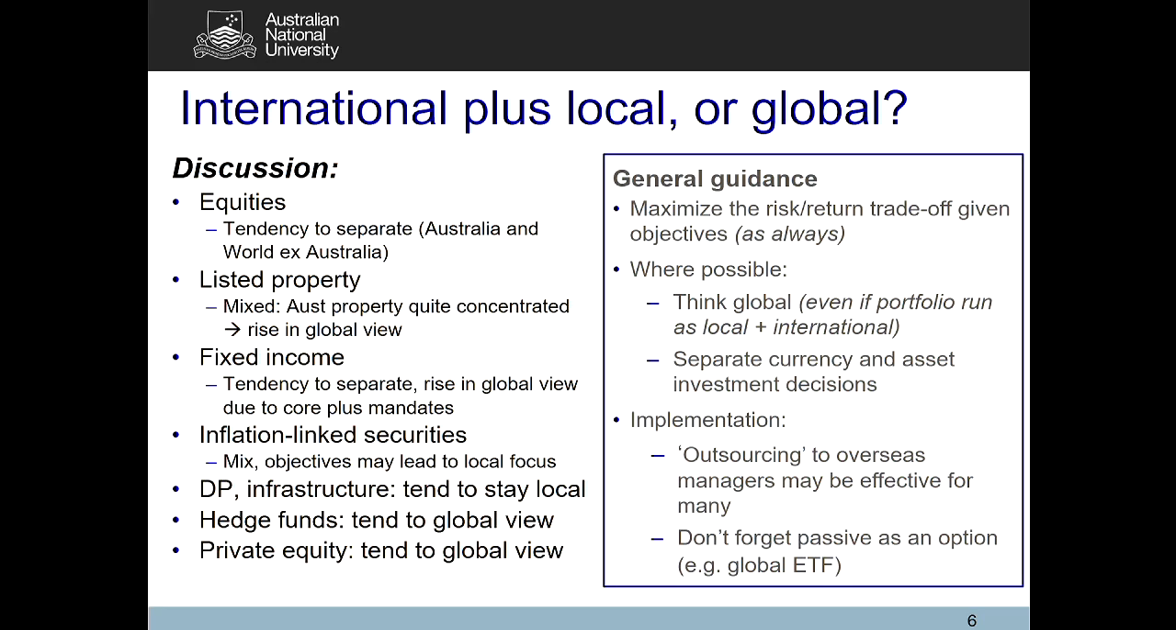You can choose to separate your currency and your asset investment decisions. We're going to look at that later today. That's currency overlay management. Remember, if you want to invest overseas and you don't have the expertise, outsourcing to external managers is often an easier option. And if you want to keep the cost low, remember the best way to do that is outsourcing to passive managers. And it's particularly easy to do that with a global ETF because they're often listed on the ASX.